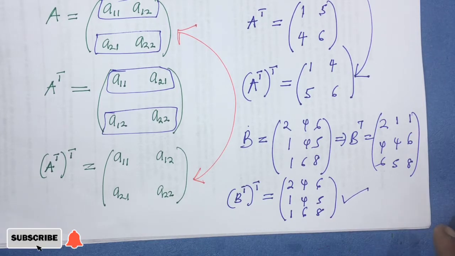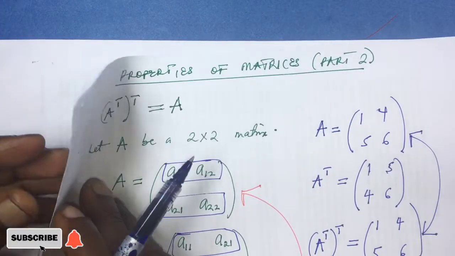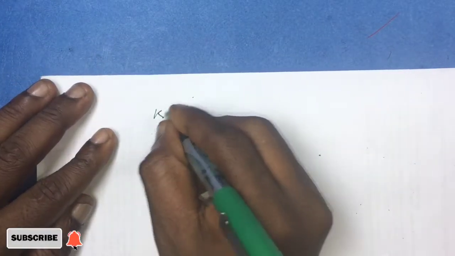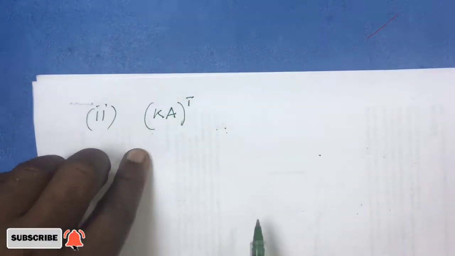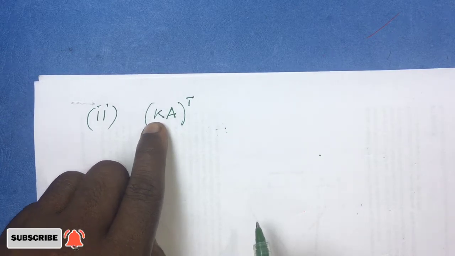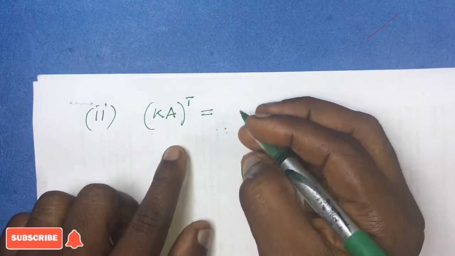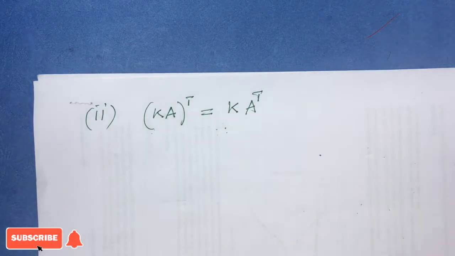Let's go to property 2. Now, for property 2, let us see what property we need to show next. We want to show that if you take the product of a scalar and a matrix and then transpose it, for property 2 in this video, the result will be the same as the scalar times the transpose of that matrix. So let us see if that is true.